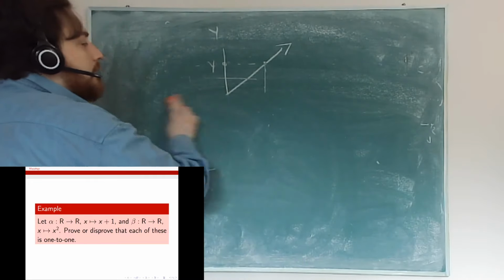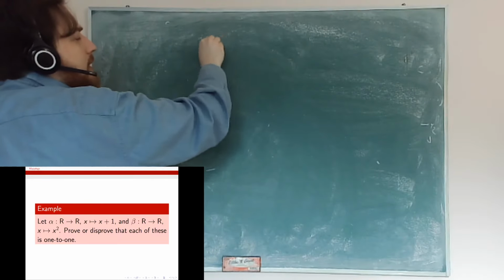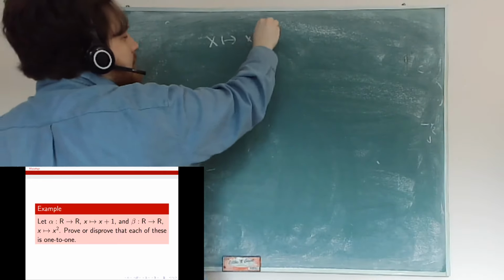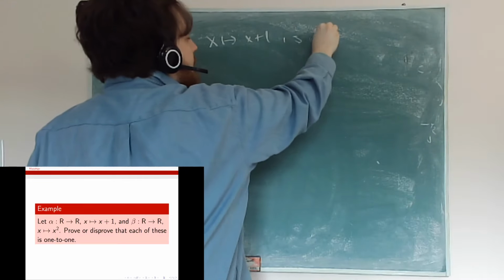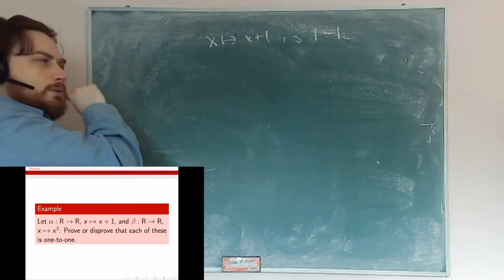But now to prove that, what we have to do is, so x maps to x plus 1 is one-to-one, which I'm just going to write as 1-1, a shorthand way to write one-to-one.